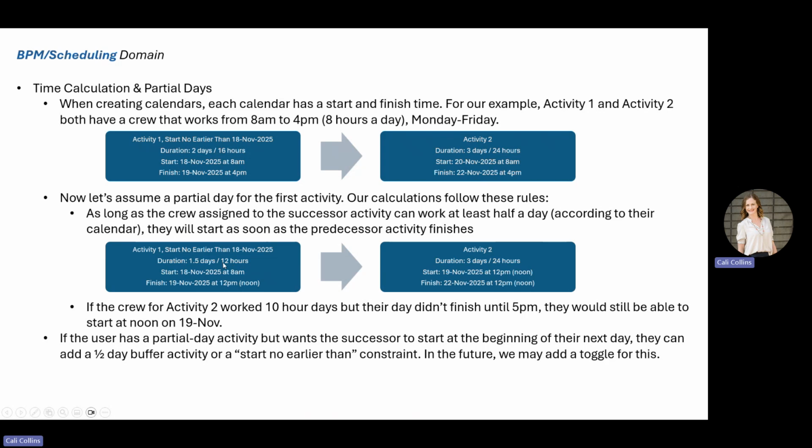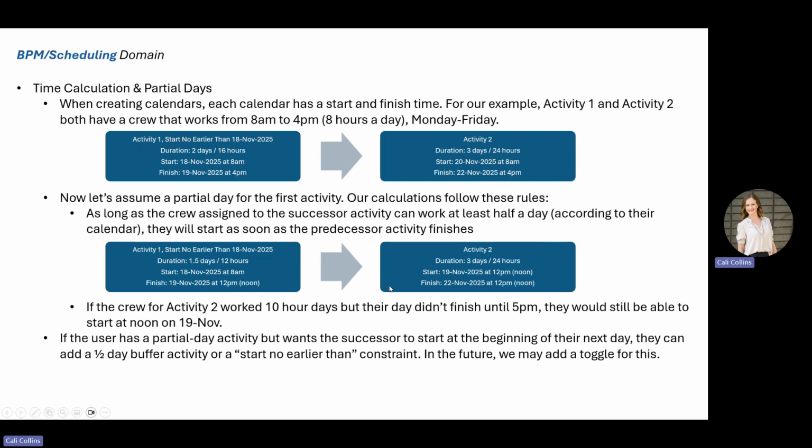If this activity was 10 hours and it was scheduled to finish at 10 a.m., this one would still start at 10 a.m. because they could work at least a half a day. If this activity here was not scheduled to finish until 1 p.m., they would not be able to get in half a day, and it would default to start at the beginning of their workday on the 20th, which is the same as what it did up here.